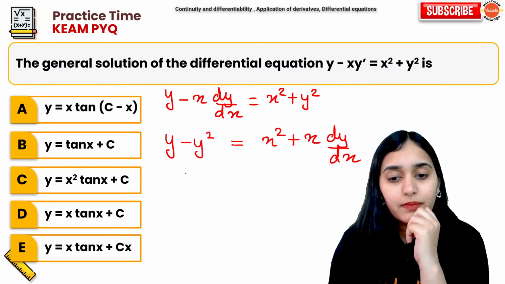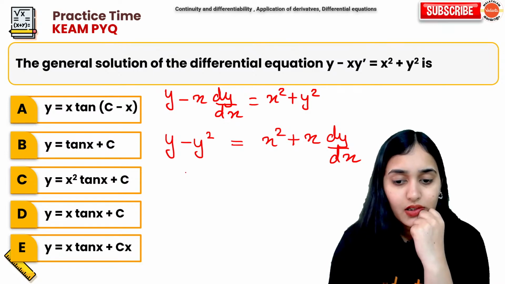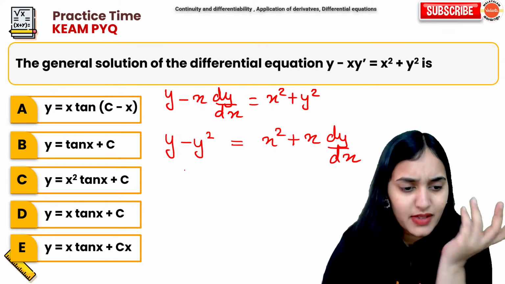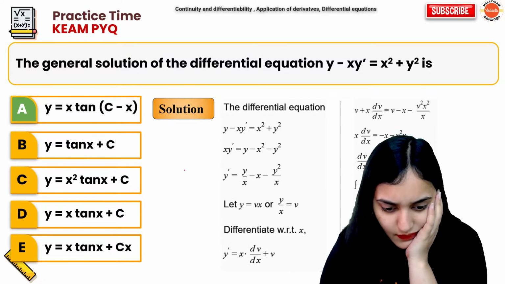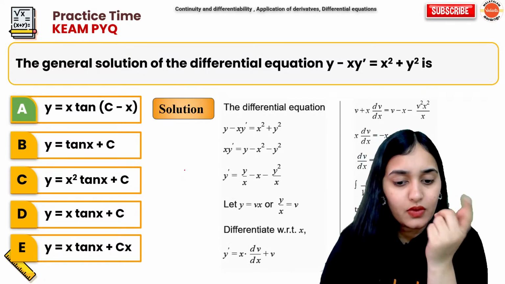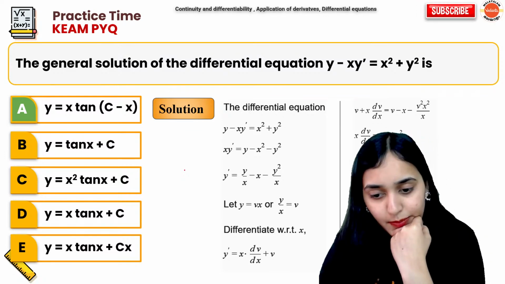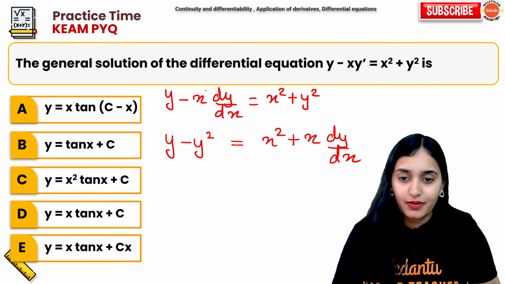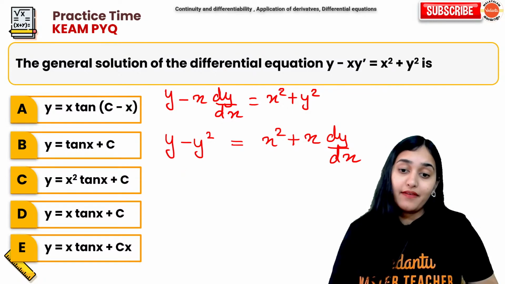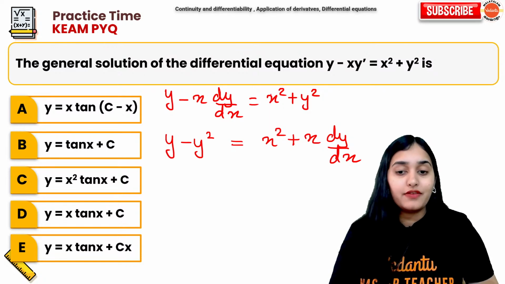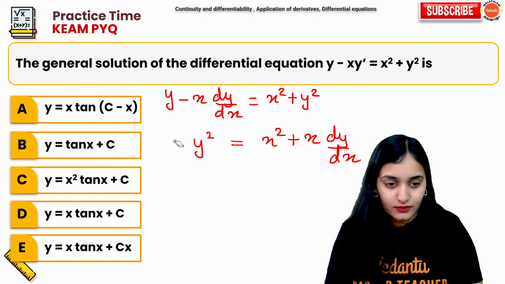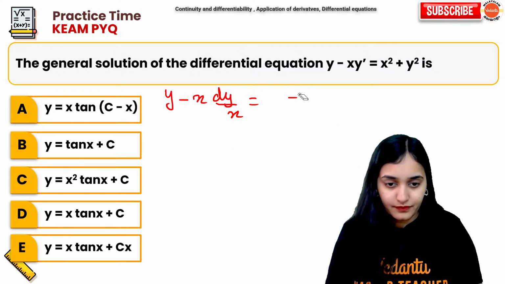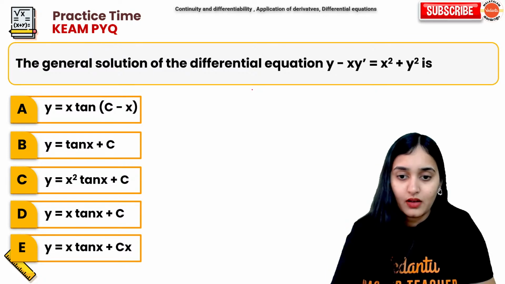Then it will become y into dy by dx. And are we missing any brackets? Let me see. Are we missing any brackets? No, we are doing it by variable separation. Okay. We are doing it by variable separation only. But the power is not the same here. The power is different.